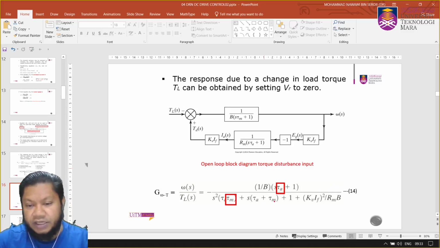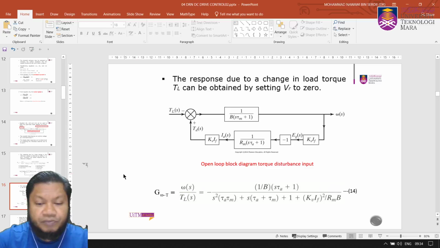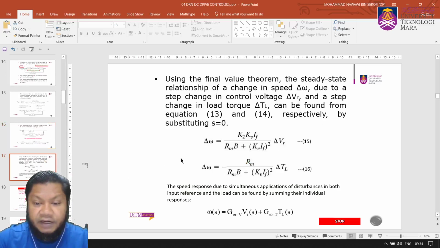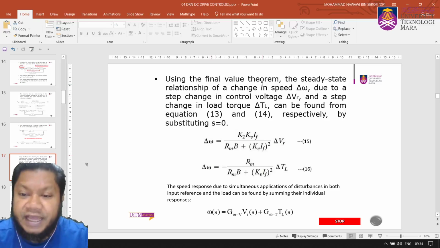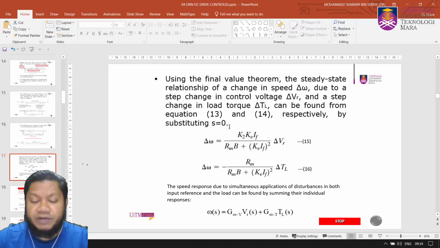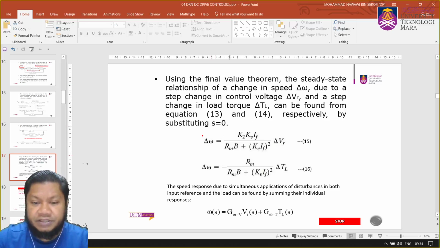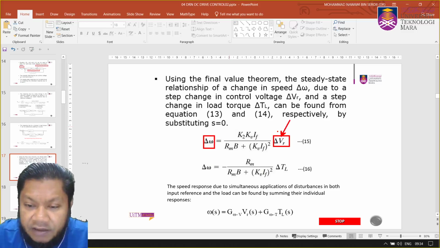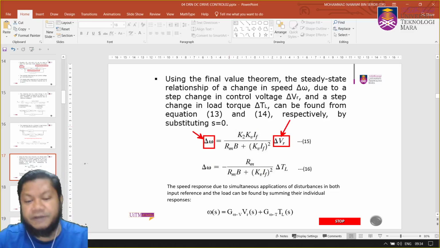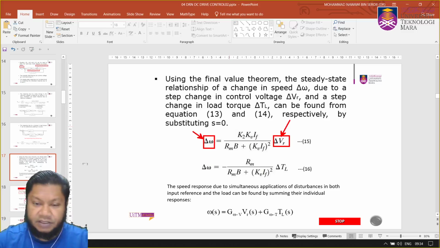What is a torque A? What is a torque M there? Tau. It's not torque, it's tau. Tau A, tau M, and the rest of the equations. And finally, you can use the final value theorem, where you set S equal to 0. From there you can find the step change of delta omega with respect to the step change of delta VR, and what results in the speed change.